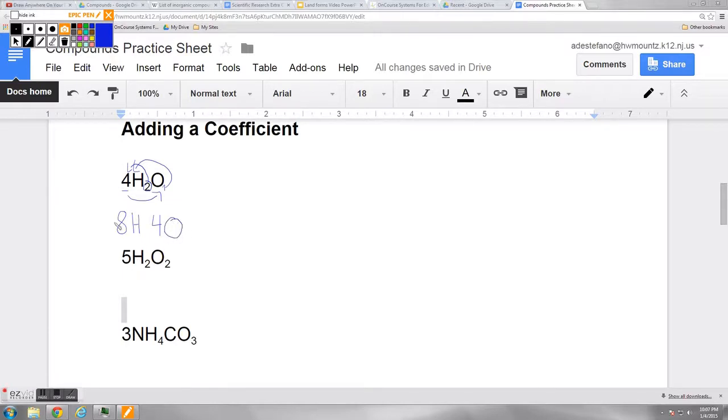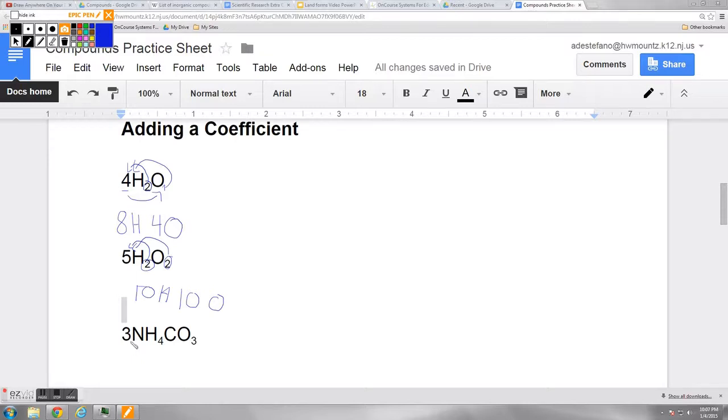So in this next problem we have a coefficient of 5 in front of the molecule. So we see our subscript of 2 behind the H. We multiply that by the 5 to give us 10 hydrogens total. The 5 also affects the oxygen, so we do 5 times the subscript of 2. Multiply those together to get a total of also 10 oxygens. So we have 10 hydrogens and 10 oxygens total in this molecule.